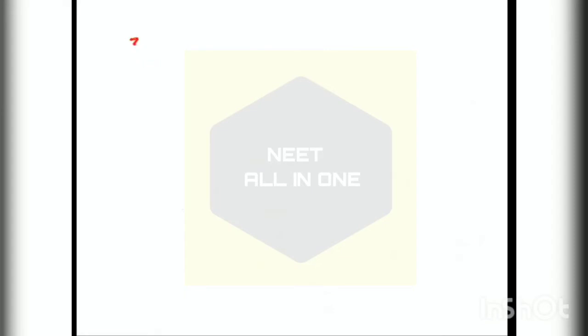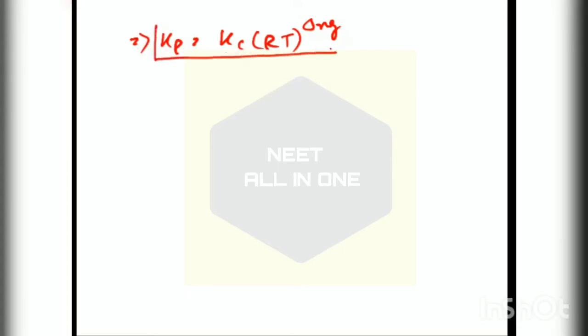So from the previous, we can also write it like this, because Cc into Cd over Ca and Cb will be our Kc, and the RT that we separated from that equation becomes RT to the power del ng. Now we all know what this del ng is: moles of product minus moles of reactant. So del ng comes from this. Now from this equation, there come some relations.